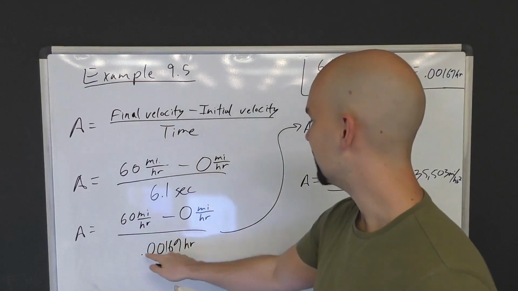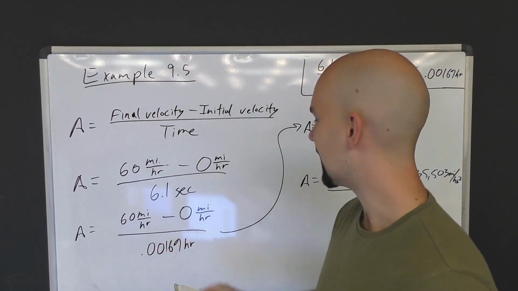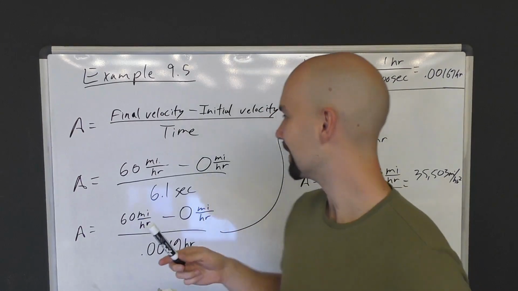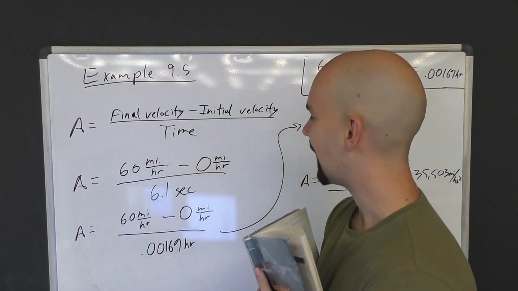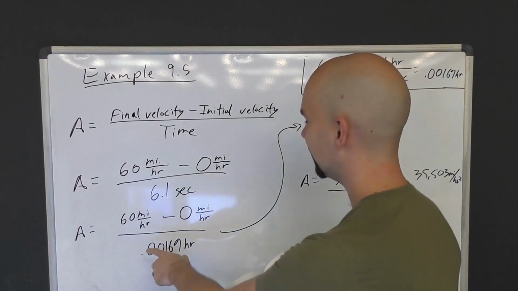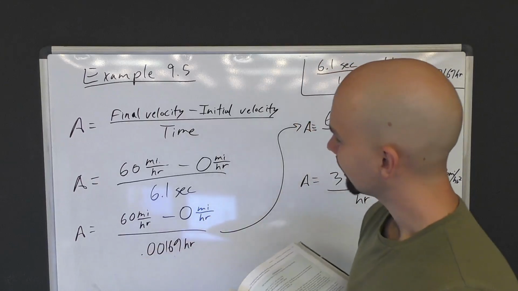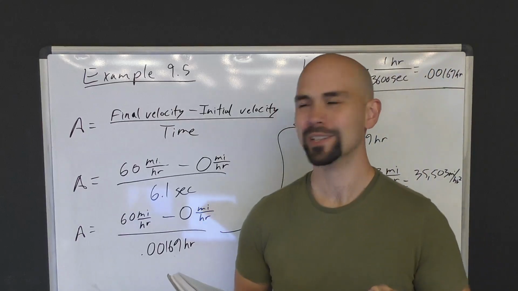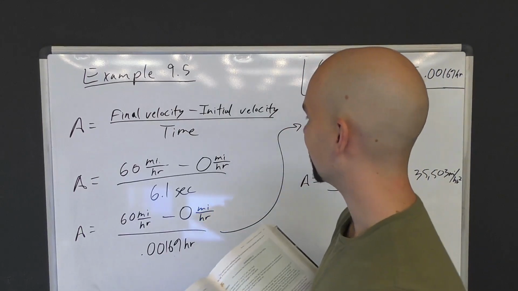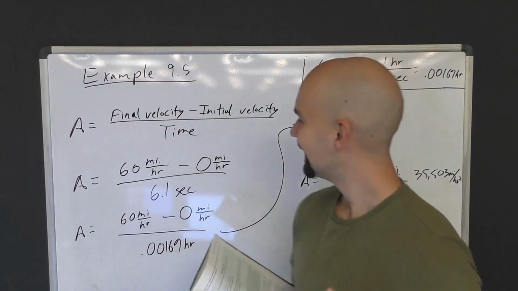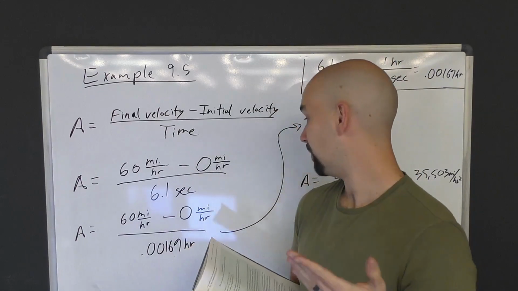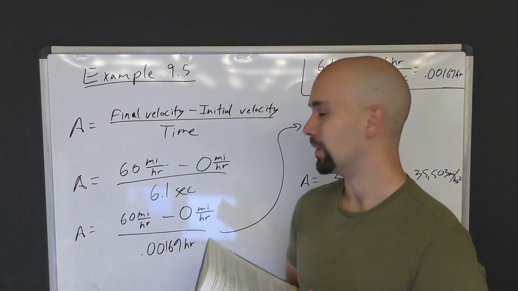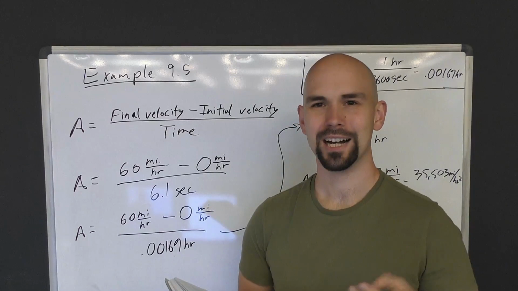And if every 0.00169 hours, it increased by that same amount, by that 60 miles per hour, then every time this elapses, you're going to be going 60 miles per hour faster. Or to take it back to the original unit, every 6.1 seconds, then basically 12.2 seconds is going 120 miles per hour. And then 18.3 seconds is going 180 miles an hour.